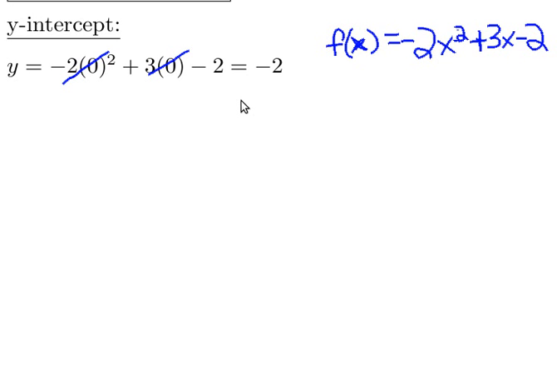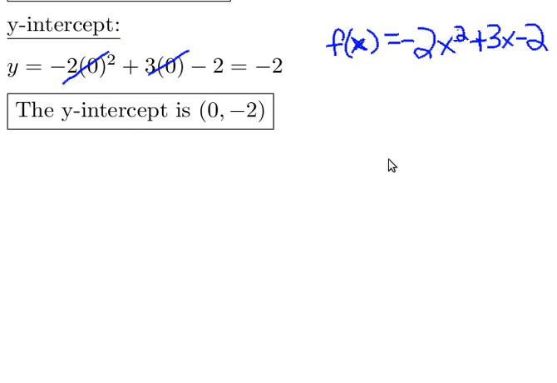So the y-intercept is 0, negative 2. And just like before, I'm going to box it. The y-intercept is 0, negative 2. Okay, so I'm going to erase this, but I'm not going to clear it because I want to keep this over here.